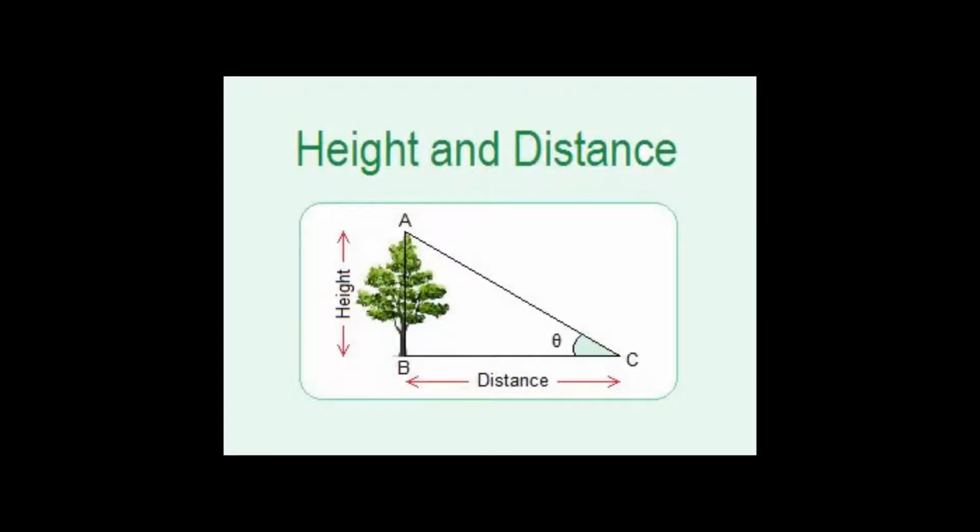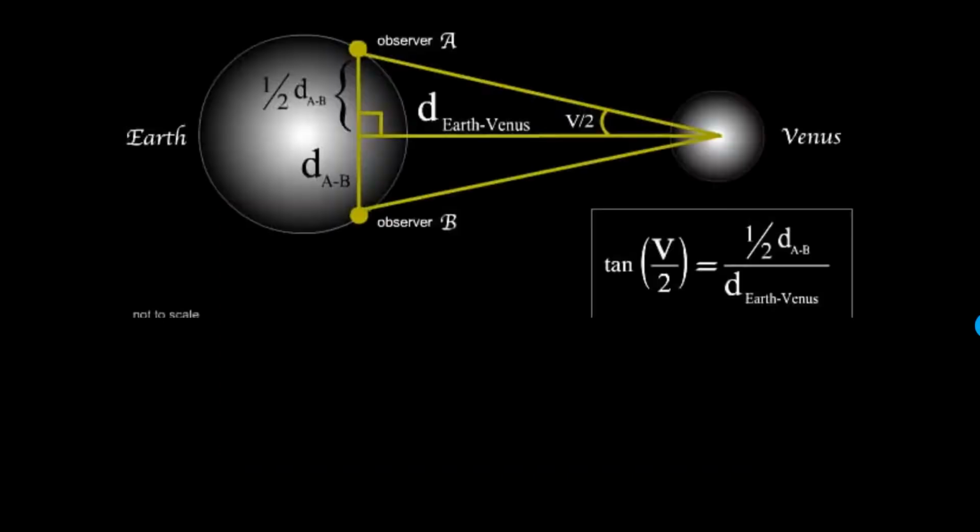We will discuss the height and distance problems. So how to find some height without actual measurement, and how to measure a long distance without actual measurement. That's what we discuss in this chapter. Using the trigonometric ratios and some simple techniques, we can calculate heights and distances.